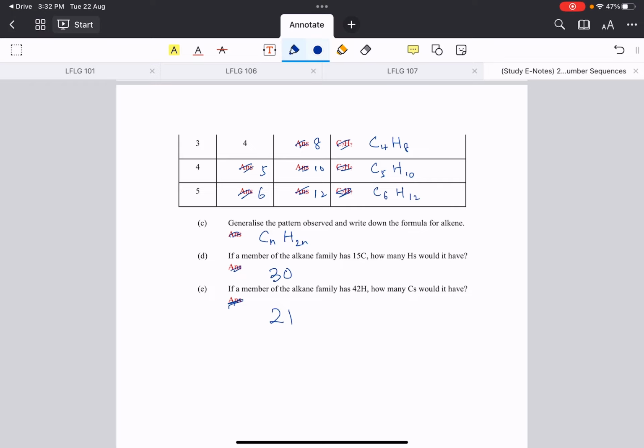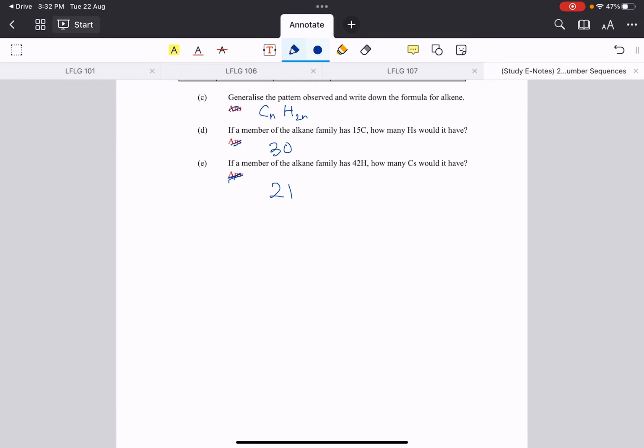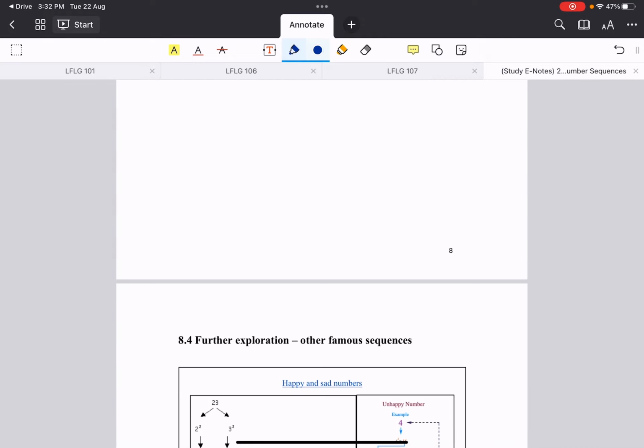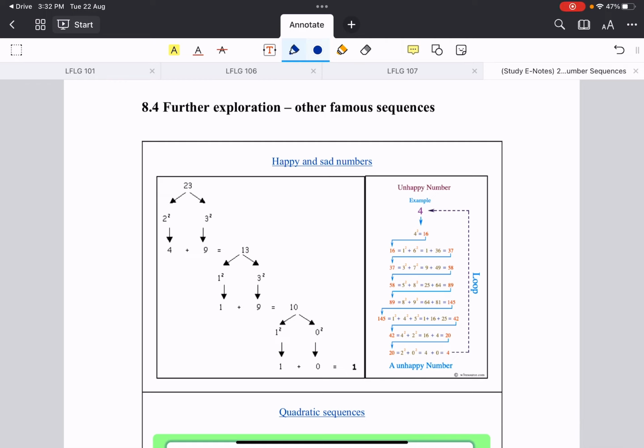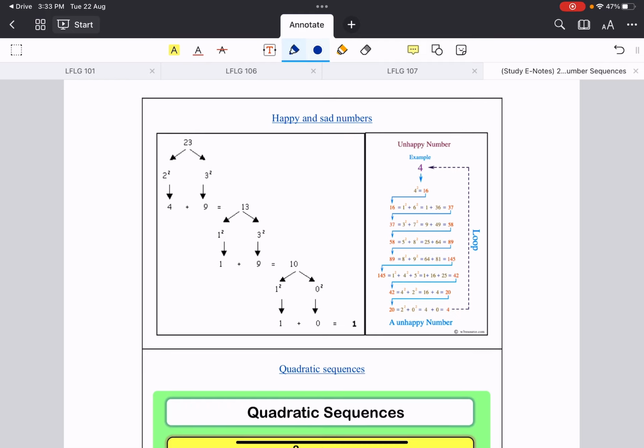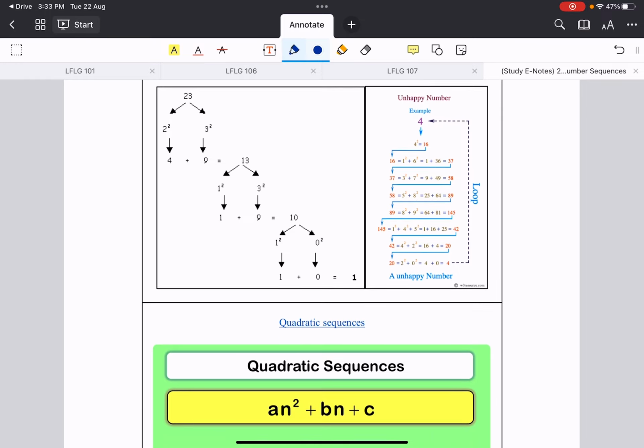Right, let's move on. The rest of the section here are actually further exploration, showing you some famous sequences. They are technically not in your syllabus, but if you are interested and you find this number sequence interesting, they are very useful for a lot of situations. Feel free to read up on them. The hyperlinks are there. I will provide the soft copy of this handout to you, so you can just click on the hyperlink and check it out.